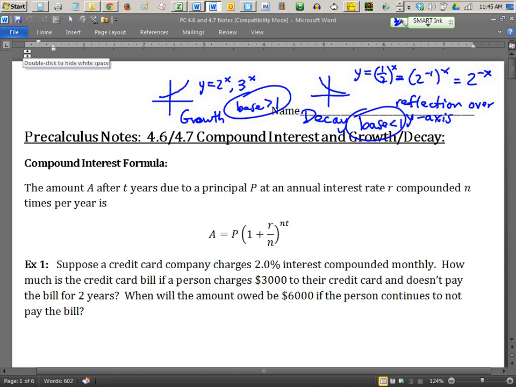All right. So this is why I never made a real big deal of decay graphs, because you can always rewrite them as growth graphs reflected over the y-axis. So I didn't see any point in teaching a big section on this. After the rewrite, it's not any different. It's just one transformation. Let's look at this compound interest formula.